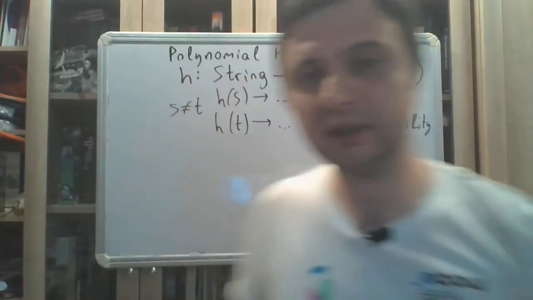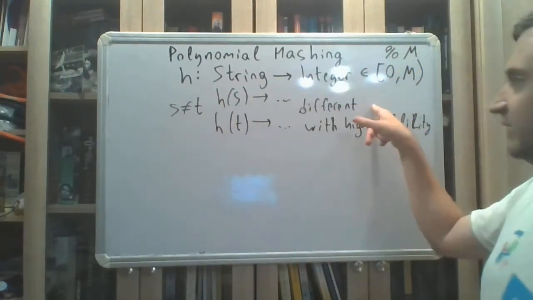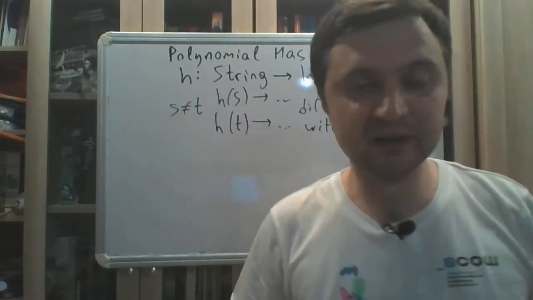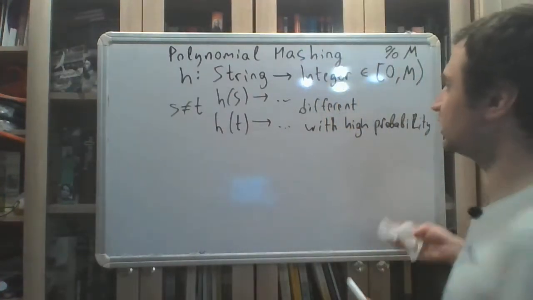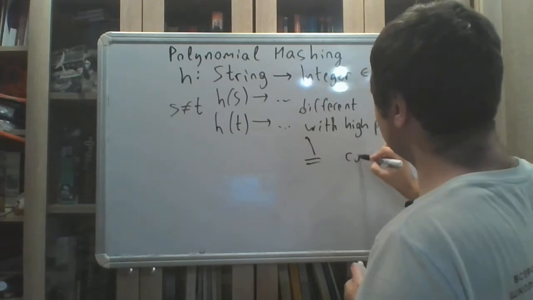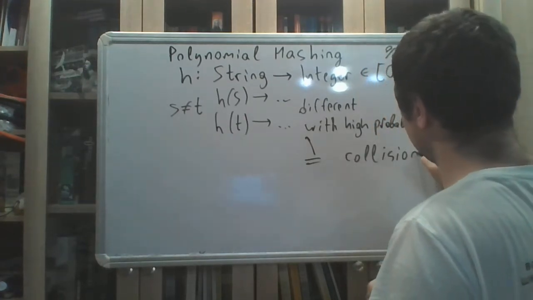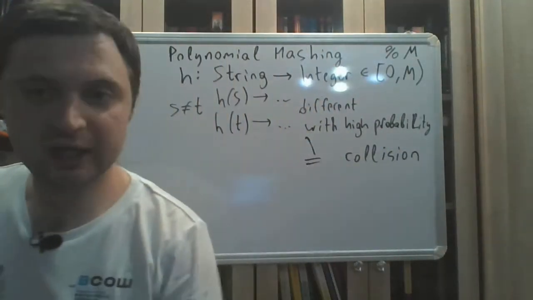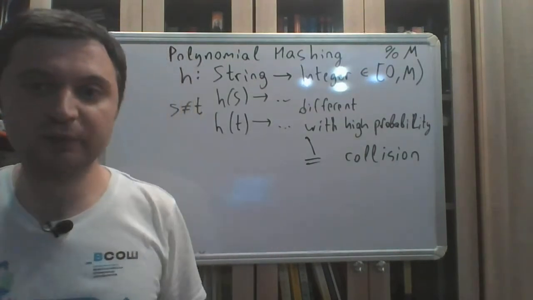So it's very normal that different strings have equal hash function values, and such a situation, when they're equal, is called a collision. A hash collision, which can be a problem. For example, I can tell you about real life.